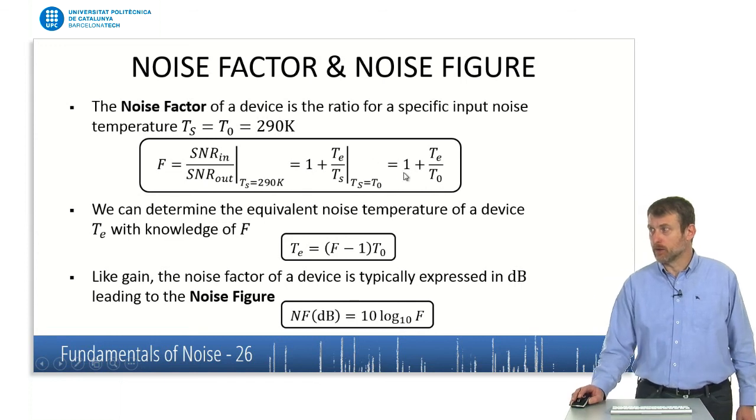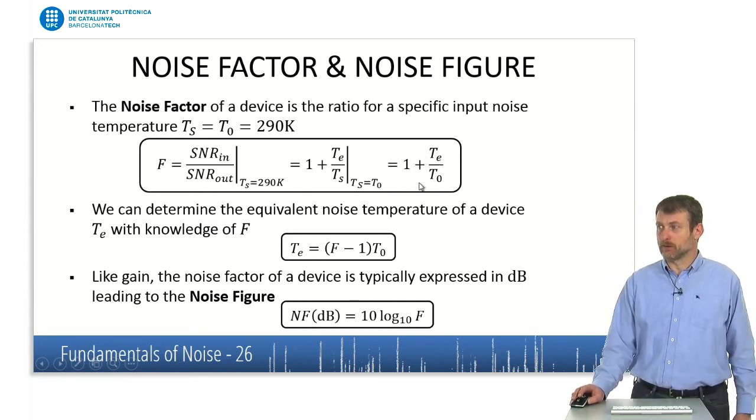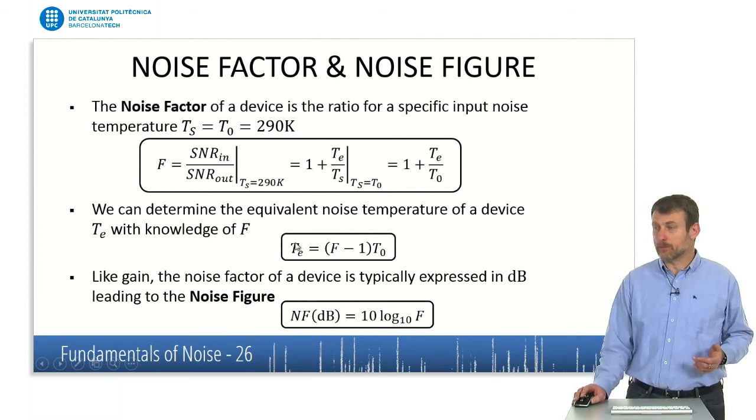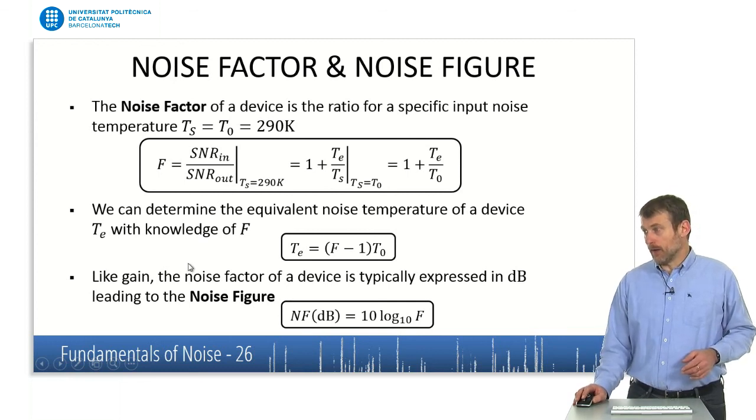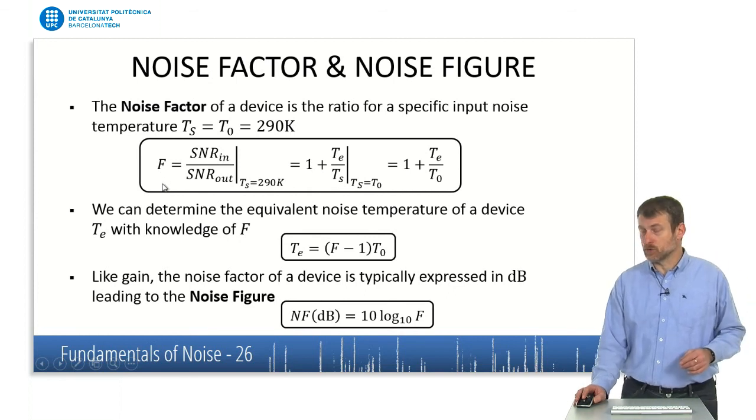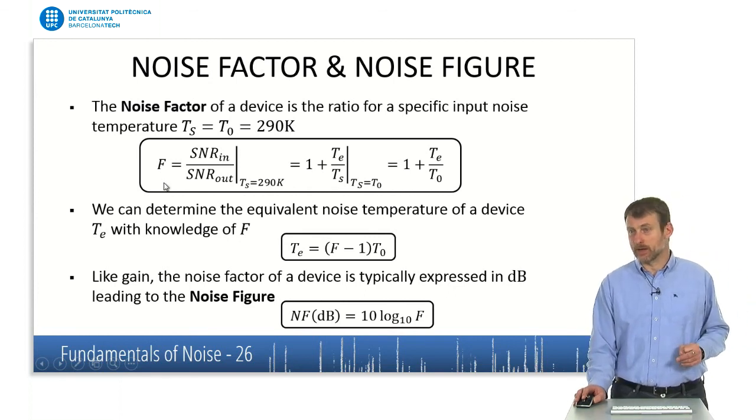So this would be equal to 1 plus TE divided by T naught, right? So there's a one-to-one relationship between equivalent noise temperature and noise factor. They are related by this equation, in which T naught also plays a role. Now, this F is defined as the noise factor, and it is defined in the standards of the International Telecommunication Union, as I showed in the earlier slide.